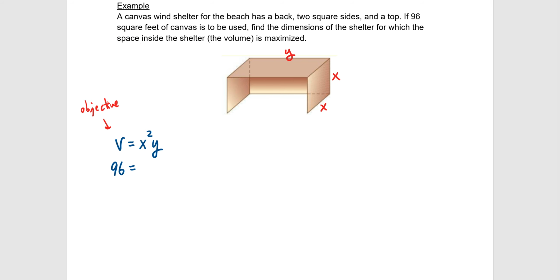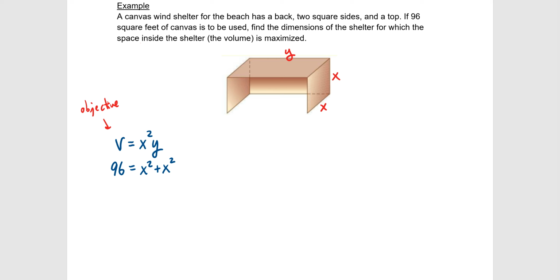The area of both of the sides right here are going to be x times x, so that means it's going to be x squared, x squared plus x squared. So those are the areas for the sides, just length times width.